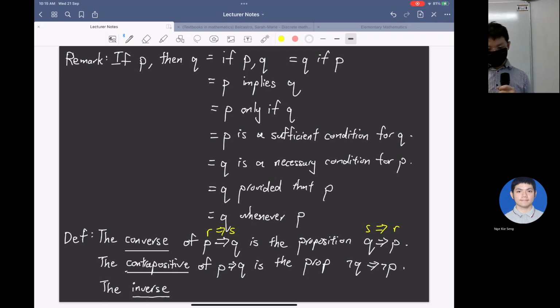And why is this very important? Because these two are actually logically equivalent. Later we will see what logically equivalent means. Basically, when you want to say P implies Q, actually you can see whether not Q implies not P is true or not.